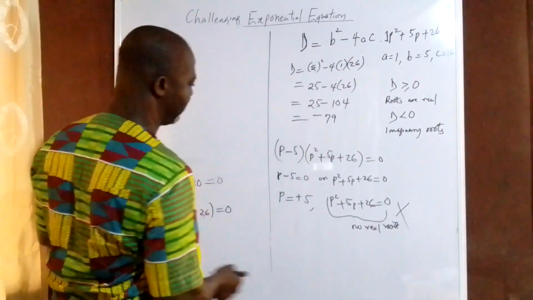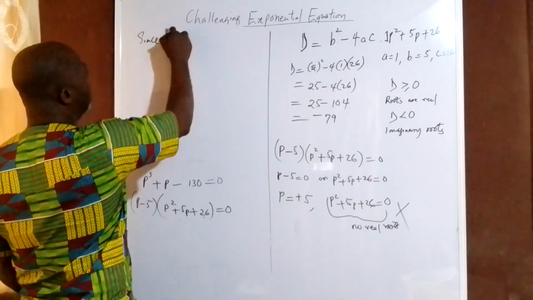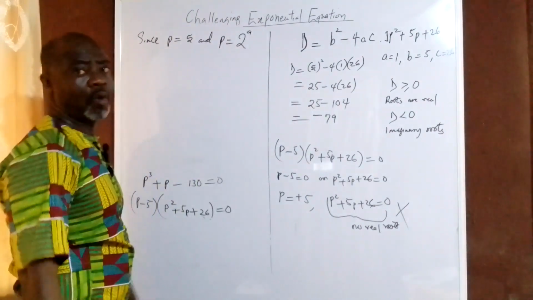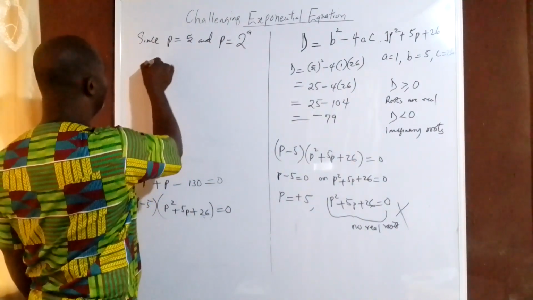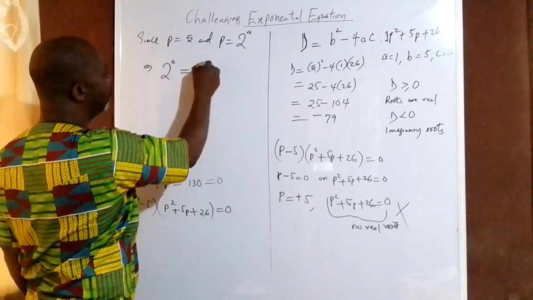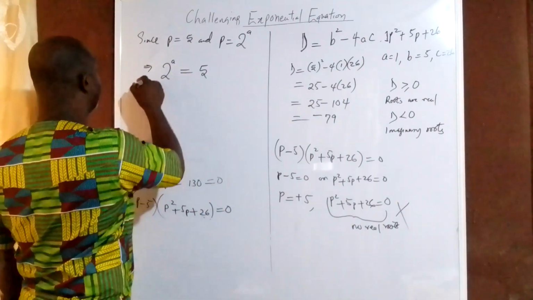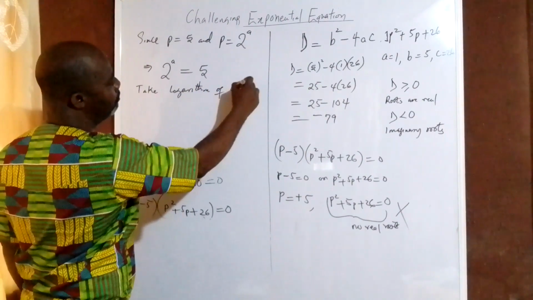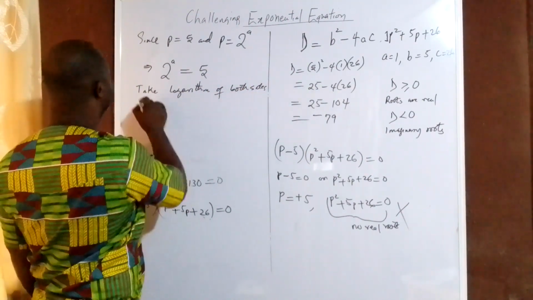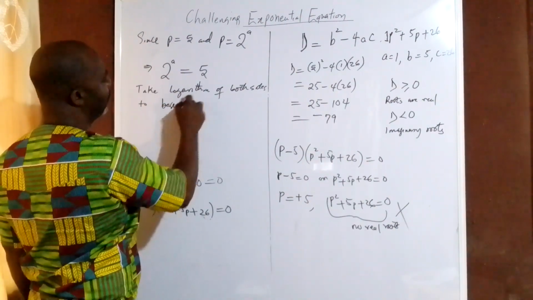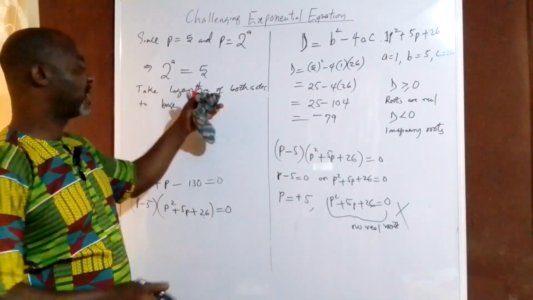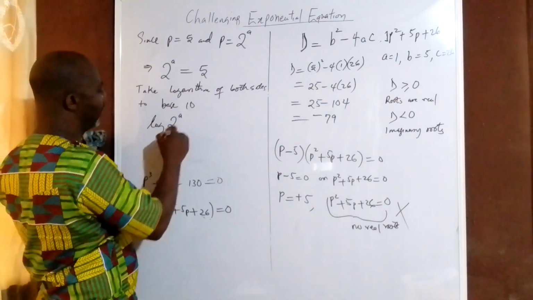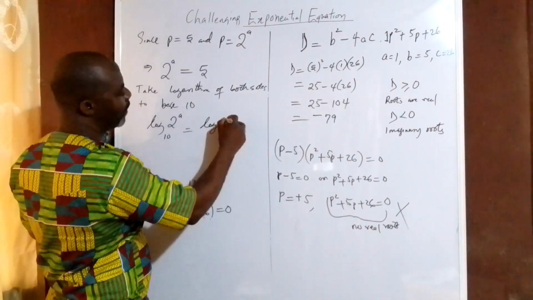So let's put an end to this problem. Since p equals 5, and we have said that p should be equal to 2 raised to the power a, we have 2 to the power of a equal to 5. Then we take the logarithm of both sides to base 10. So log of 2 to the power of a to base 10 equals log of 5 to base 10.